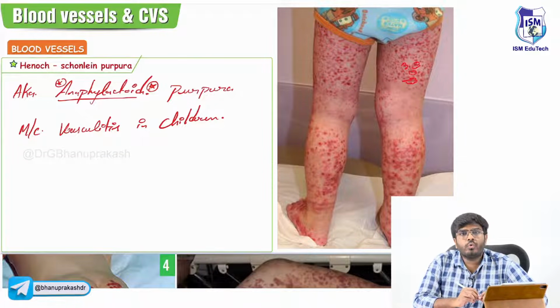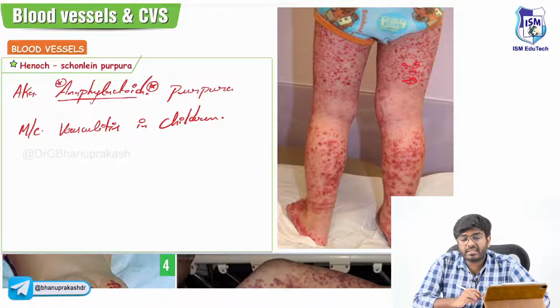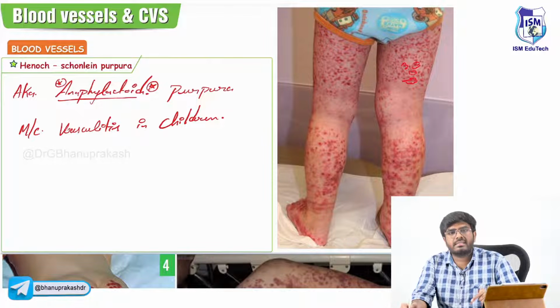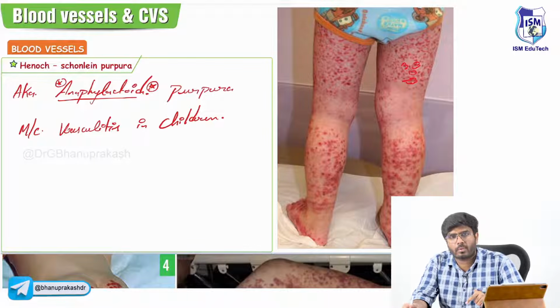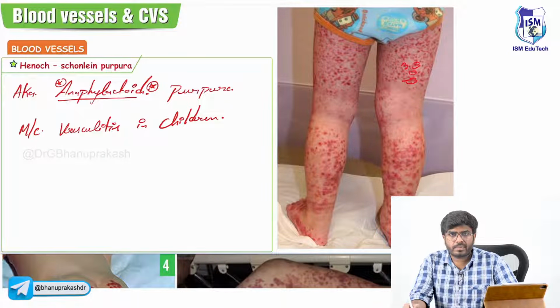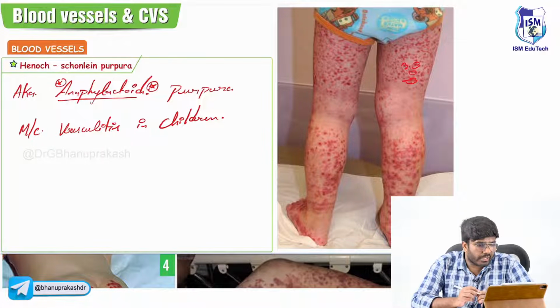So now you know two types of vasculitis that can come in children. The most common vasculitis in children is Henoch-Schonlein purpura. We have also discussed Kawasaki disease, which occurs in a child less than 4 years of age, with coronary artery involvement. But the most common vasculitis in children is Henoch-Schonlein purpura.